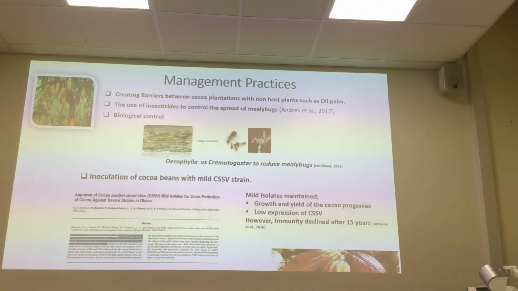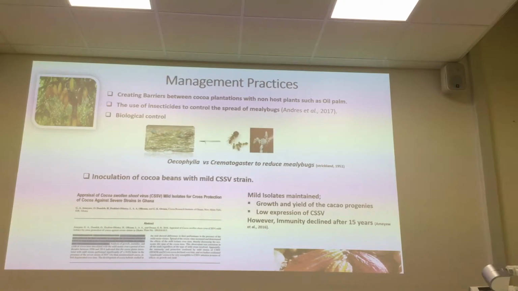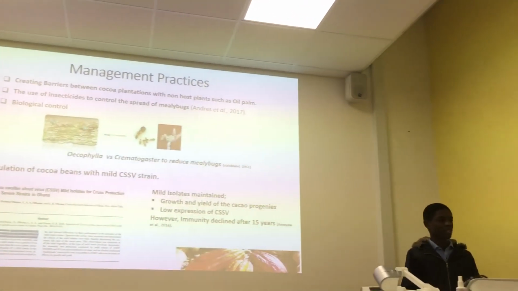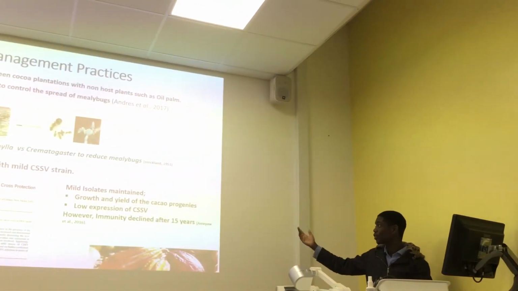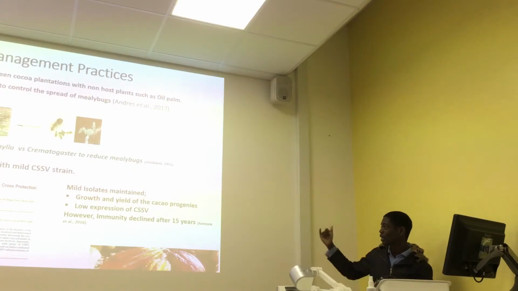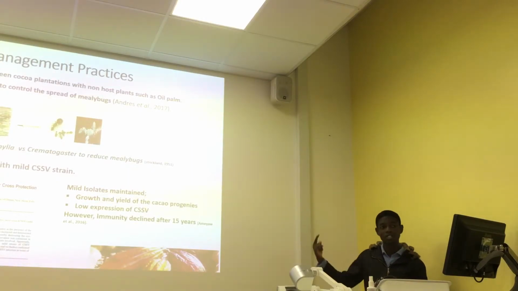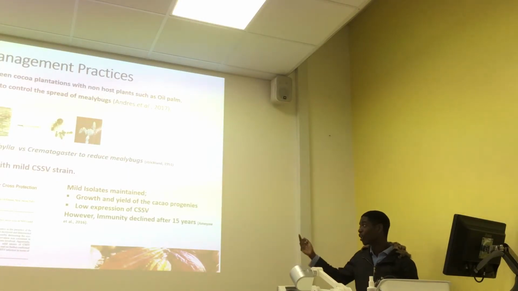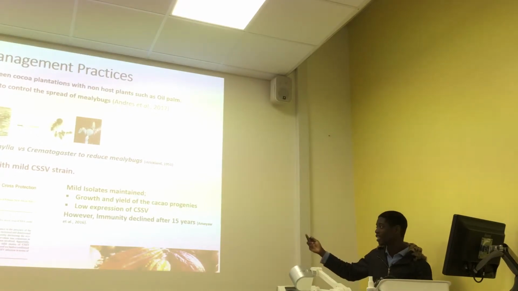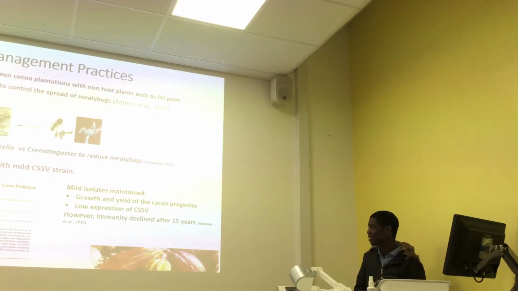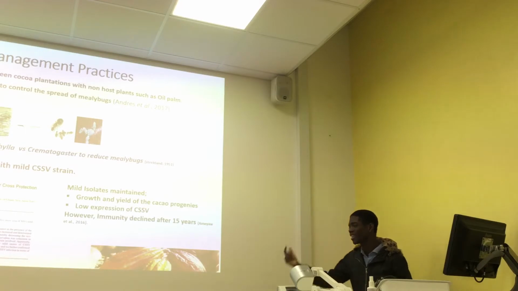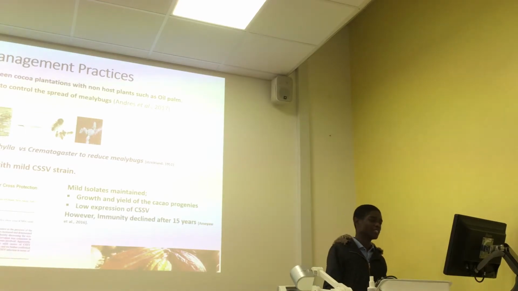The mild isolate was actually successful to a very reasonable extent. Now, as you can see, the growth and yield of the cocoa progenies were improved using the mild strain, and also there was low expression of CSSV in the mild isolate. However, the immunity declined after 15 years.